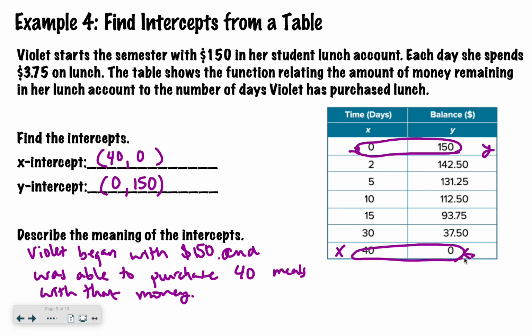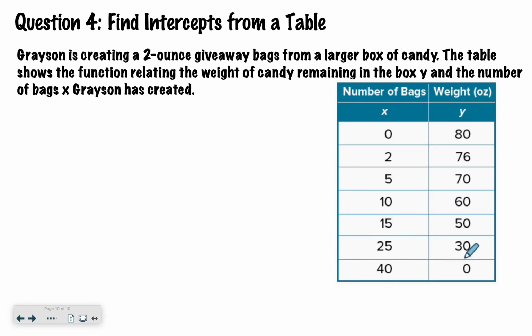Okay? All right, I want you to solve this one on your own. Grayson is creating a 2-ounce giveaway bag from a larger box of candy. The table shows the function relating the weight of the candy remaining in the box, y, and the number of bags, x, Grayson has created. Okay, so I want you to find the x-intercept. I want you to find the y-intercept. And I want you to figure out, what does that mean? Maybe like write a sentence explaining what each of these mean. Good luck.